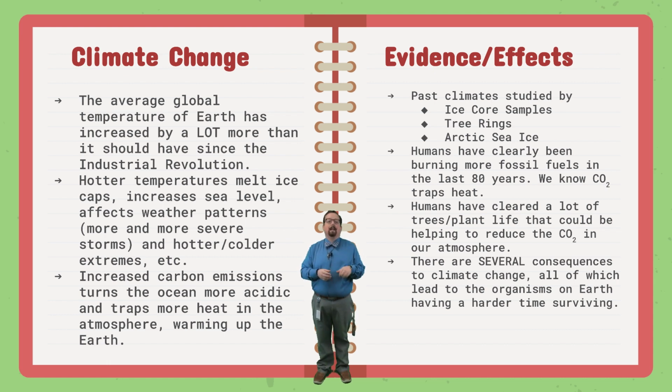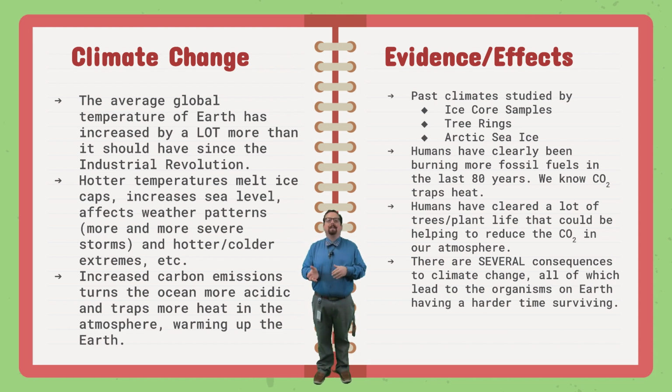More CO2 in the atmosphere not only traps in more heat, but it creates carbonic acid when it reacts with water. This is making the ocean more acidic and changing the environment that sea life lives in. We know that climate change is real because scientists have done a lot of research into the historical temperatures of the Earth. They do this by analyzing ice core samples, crosscuts of trees, and Arctic sea ice, among other things.